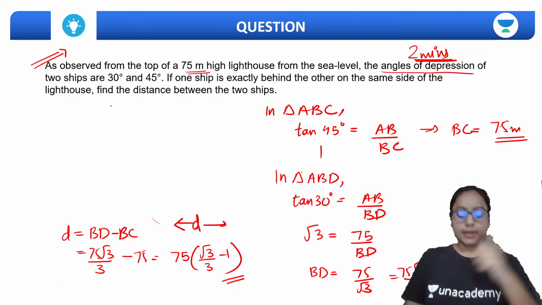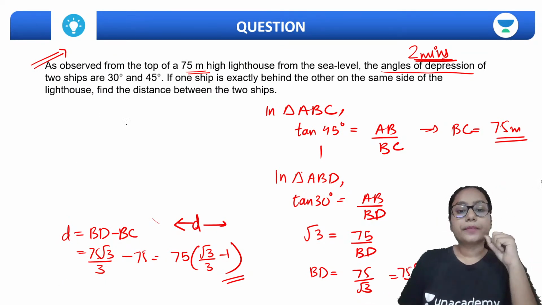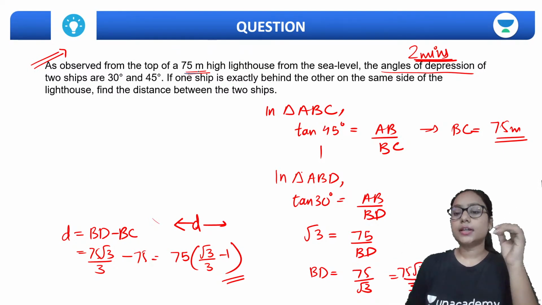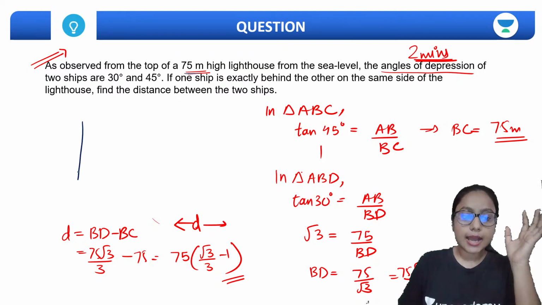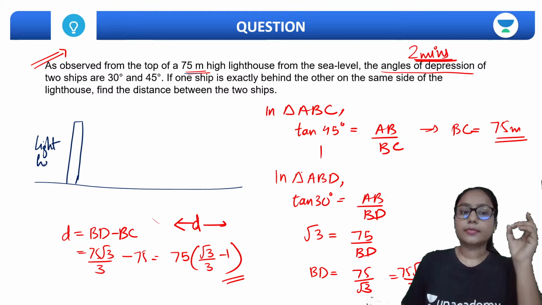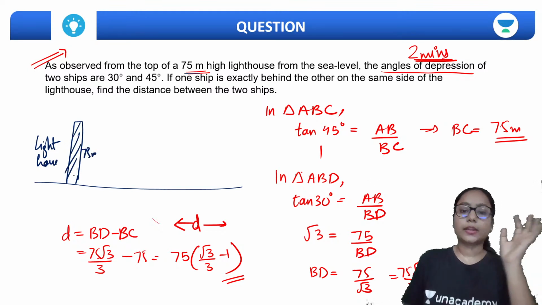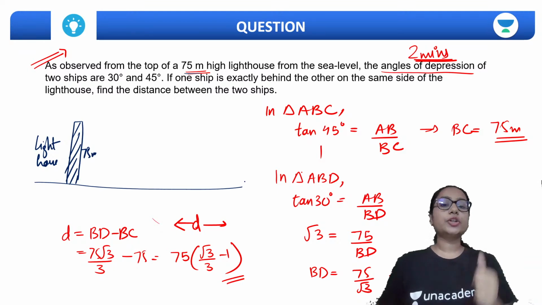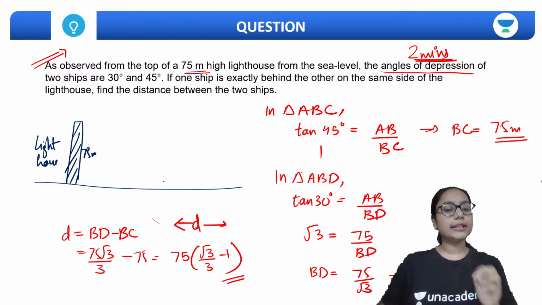Okay. All right. See this? There is a 75-meter high lighthouse. So this is the lighthouse. What is the length of the lighthouse? 75 meters.